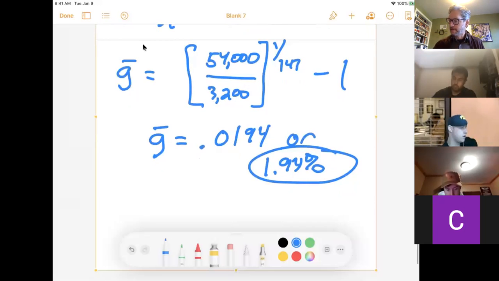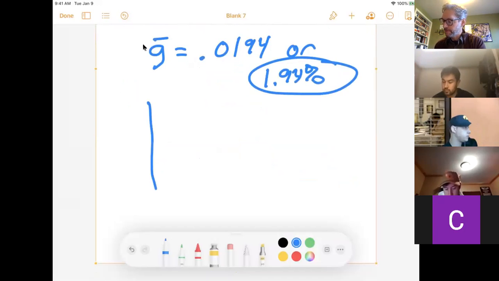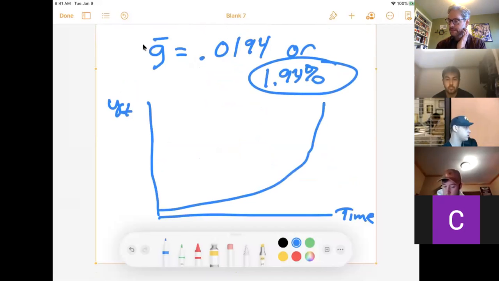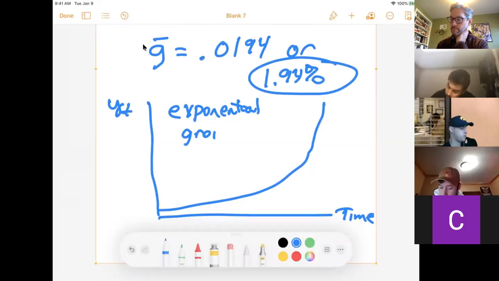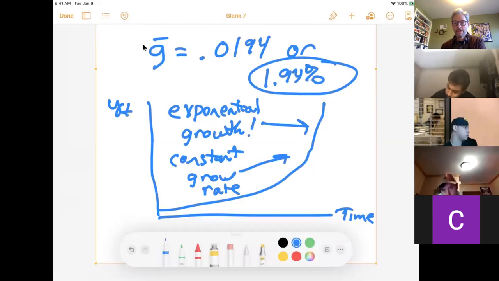So what does this mean here, really briefly? I know we're at the end of our time here. What does this mean about output? If we graph output in time, what does it look like? Oops. It's an exponential process, with a constant growth rate. So notice that it explodes in levels over time, but the growth rate itself is constant.